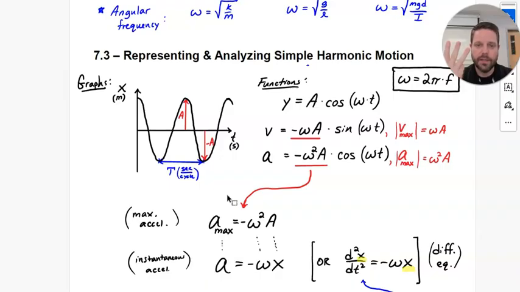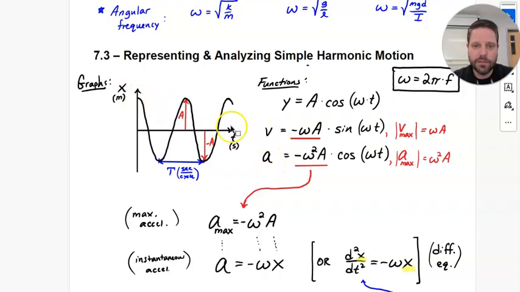So for example, kinetic energy would be associated with velocity, whereas force would be associated with acceleration. So they would have the same cosine or sine shape. So let's look at those kinematic relationships of position time, velocity time, and acceleration time.